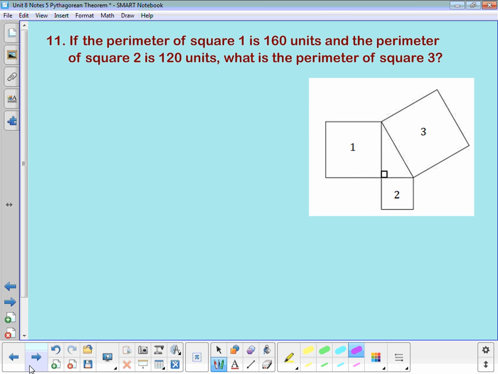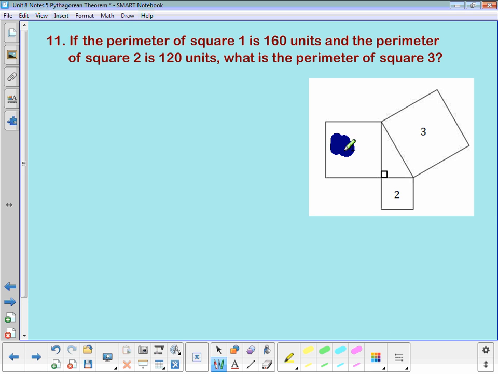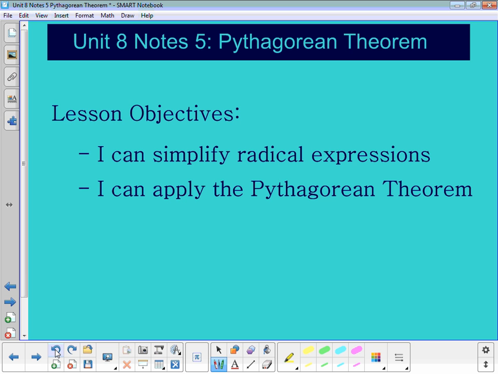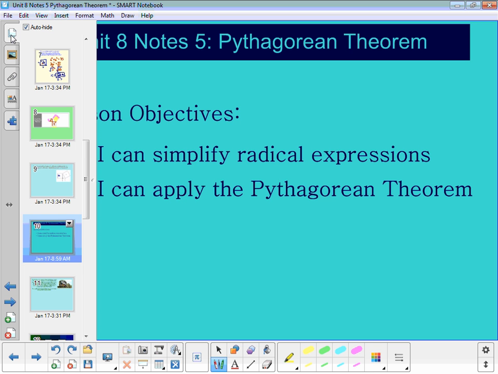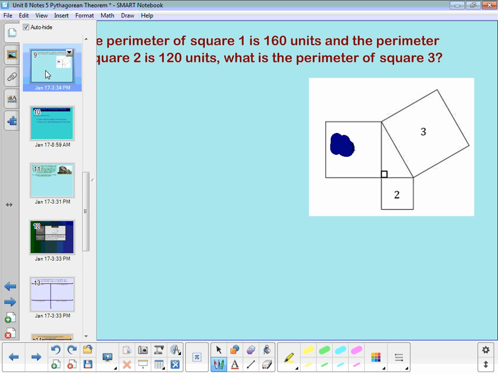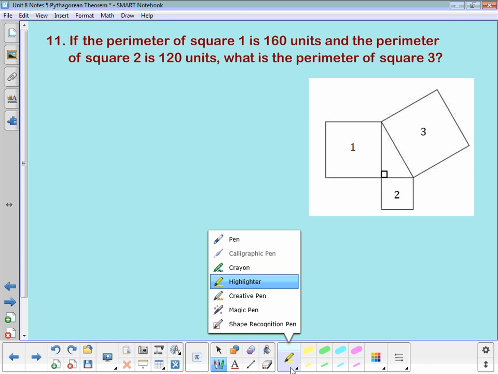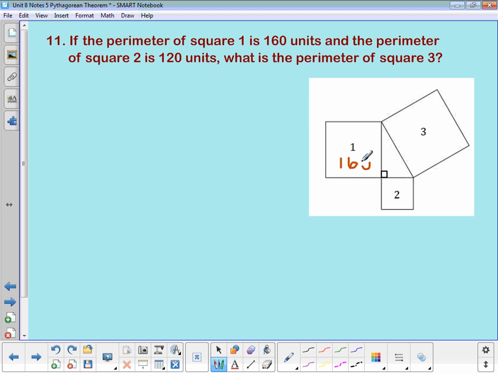If the perimeter of square 1 is 160 units. Okay, so the perimeter of this square is 160. Whoa, that is a highlighter. We don't want that, huh? Where did I go? There we go. So that's 160 units. Here, the perimeter of this one is 120. What is the perimeter of square 3?